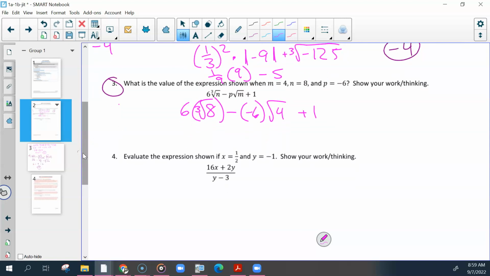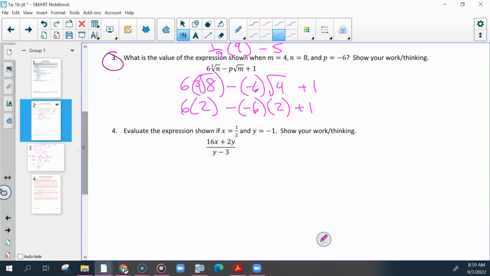Okay, so things on the inside, the cube root of 8 would be 2. The square root of 4 would be 2. And then we are multiplying, so 12 and negative 12. And then we can combine the rest. So 12 minus a negative is the same thing as 12 plus. So that would be 24. And then plus 1. So we should get 25 for that one.